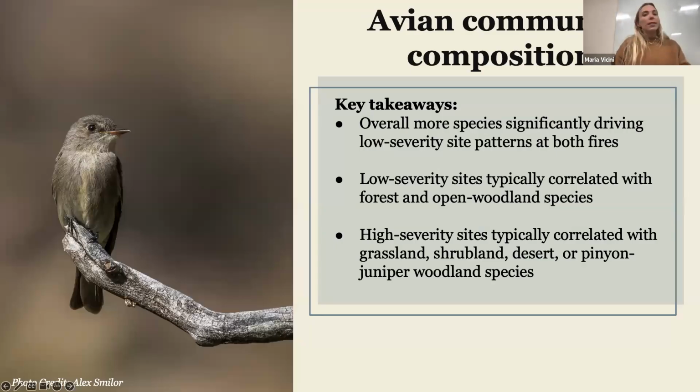The key takeaway here is just that overall, more species significantly drove low severity site patterns at both fires, and these species were typically forest and open woodland species. High severity sites were typically correlated with grassland, shrubland, desert, or pinyon juniper woodland species.